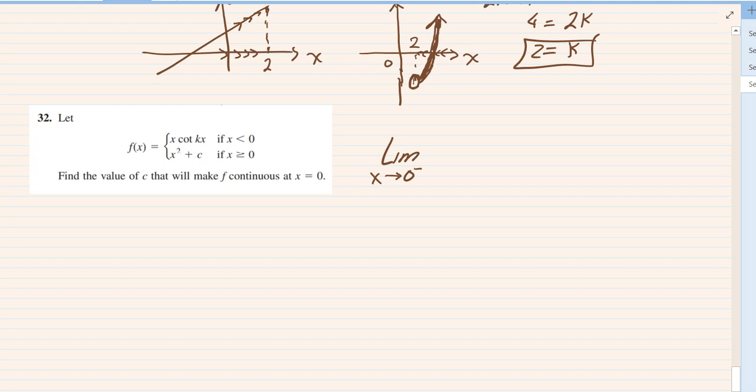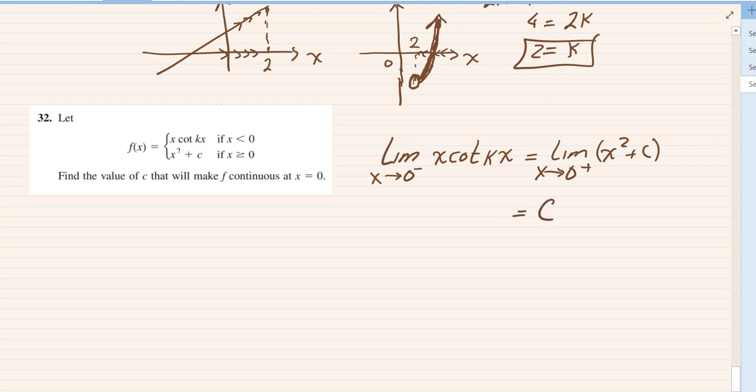Okay, and then I'm just going to write x cotangent of kx, and the other piece is going to be c. That's interesting. And then we're going to set that equal to the limit as x approaches 0 from the right, because for x greater than 0 you have to come from the right to reach 0, of x squared plus c. Now this limit is easy, right? X goes to 0, 0 plus c is c.